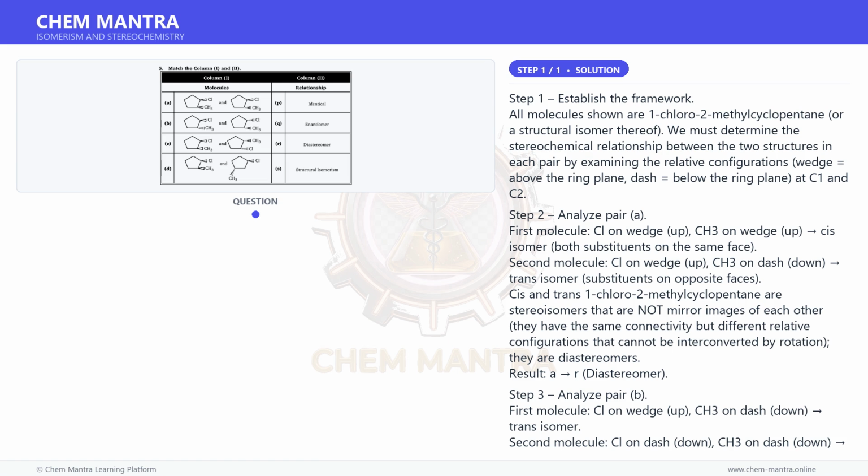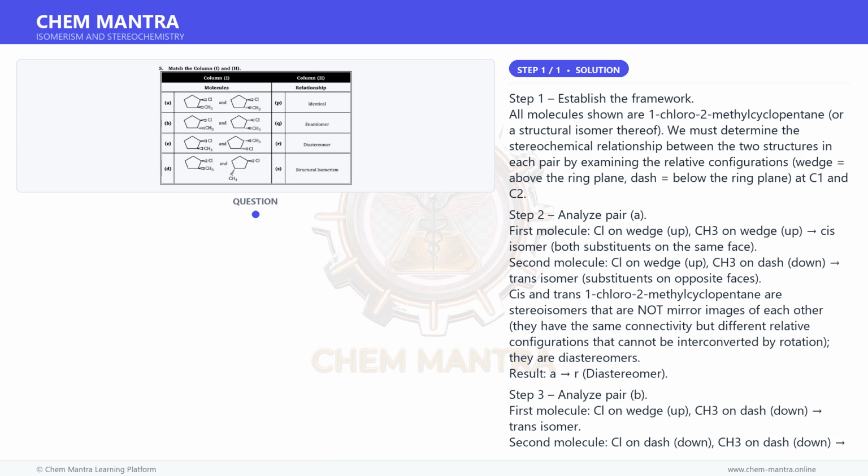Step 5. Analyze pair D. First molecule, Cl on wedge and CH3 on wedge at C1 and C2, adjacent carbons, 1-chloro-2-methylcyclopentane. Second molecule, Cl on wedge at one carbon and CH3 on dash projecting away from the ring at what appears to be a non-adjacent position, C1 and C3, a different substitution pattern, 1-chloro-3-methylcyclopentane, different connectivity. Different connectivity means these are structural, constitutional isomers, not stereoisomers. Result D-S, structural isomerism.